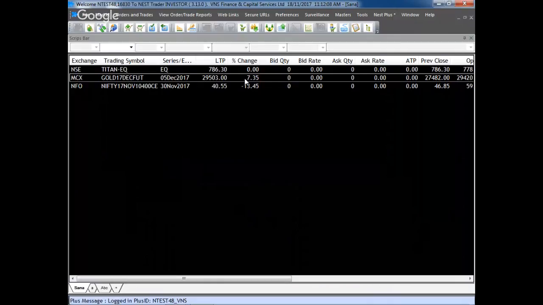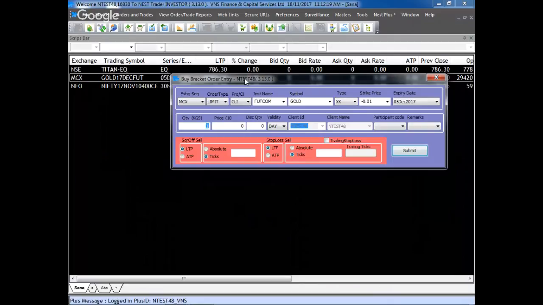So it was all about the cover order window, and let's see the features of the bracket order. To get the window of bracket order, you have to use Shift F3 from your laptop.